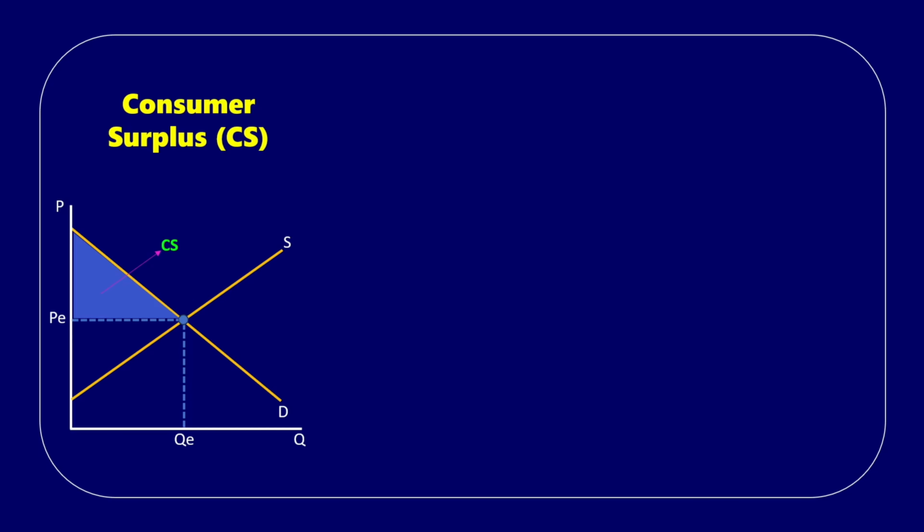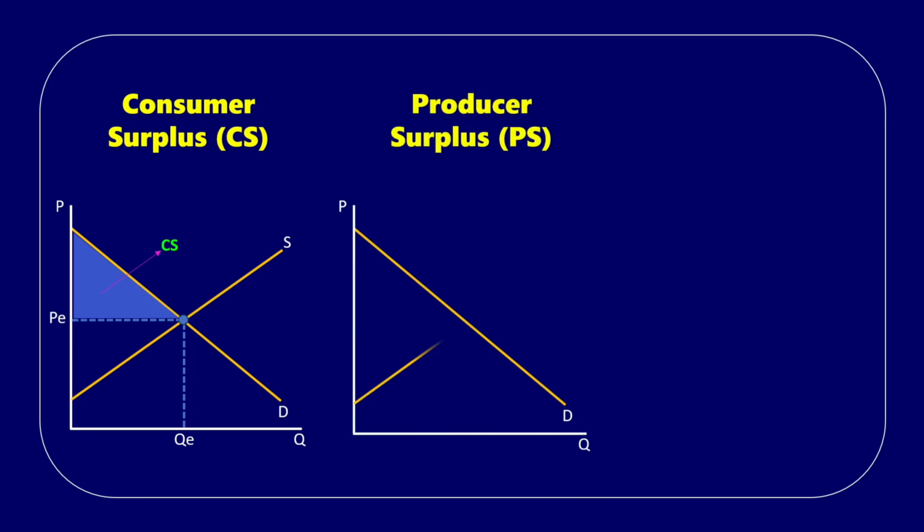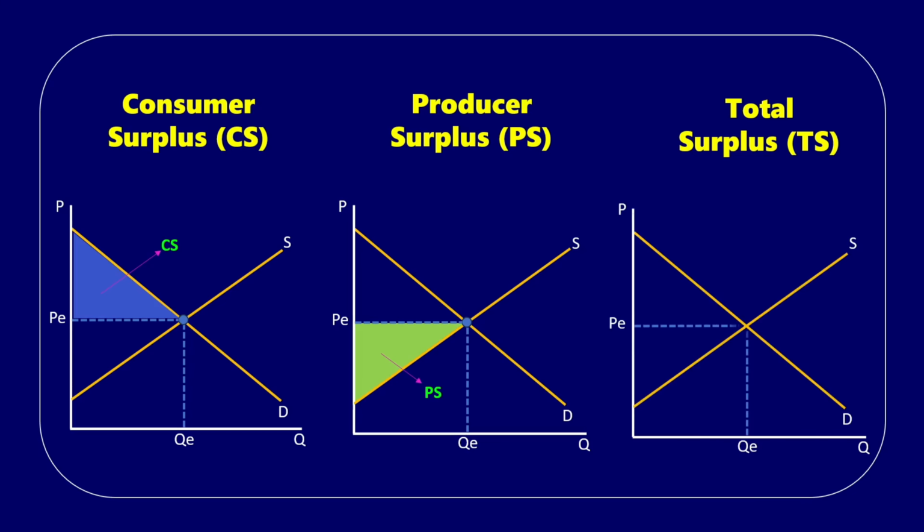But now let's take a look at producer surplus. Producer surplus is the difference between the price producers receive and the minimum price they're willing to sell for. So imagine a producer is willing to sell a product for at least $2, but the market price is $3. That extra $1 they earn above their minimum acceptable price is producer surplus. And when a market is at equilibrium, both of these exist at the same time. Buyers are paying less than they're willing to pay, and sellers are receiving more than they're willing to accept.